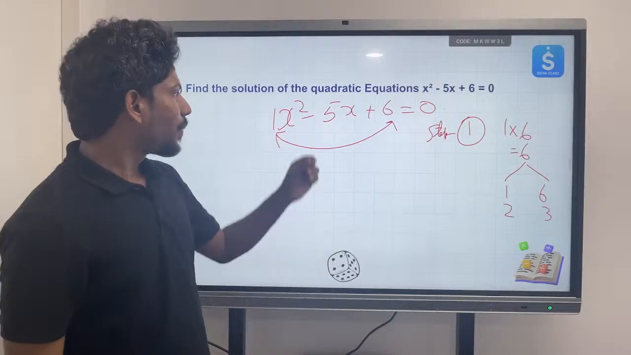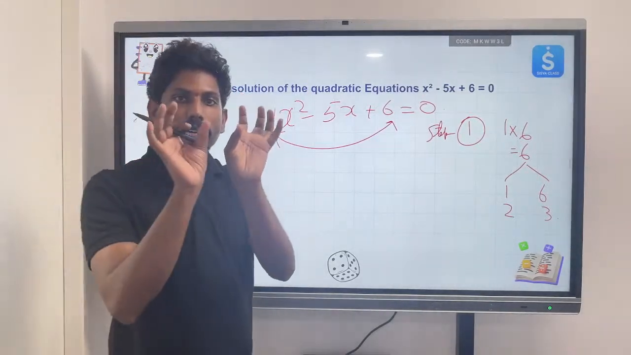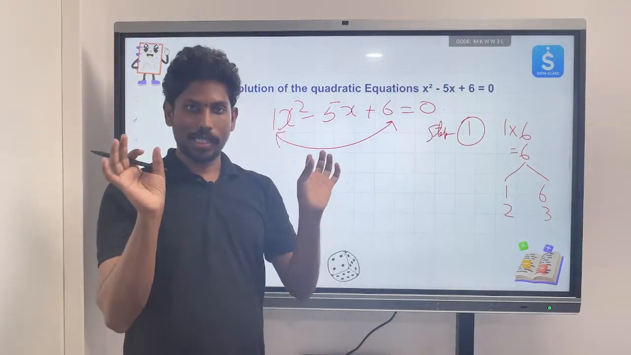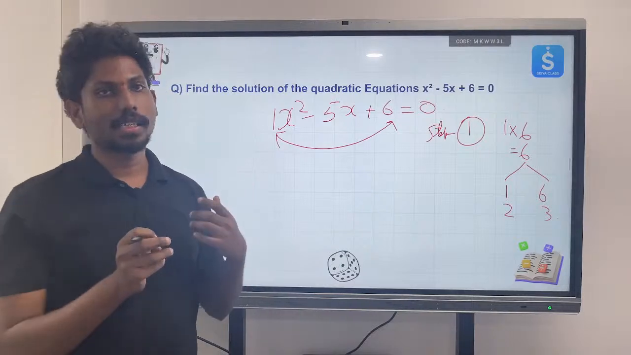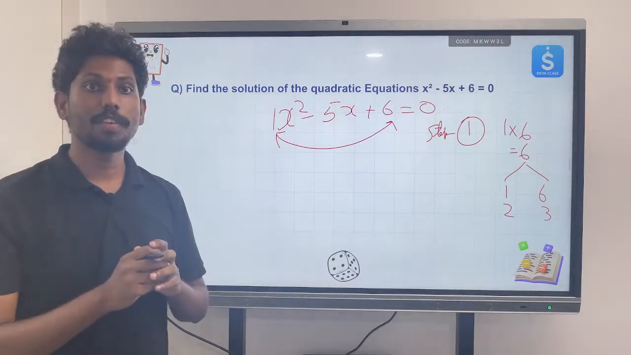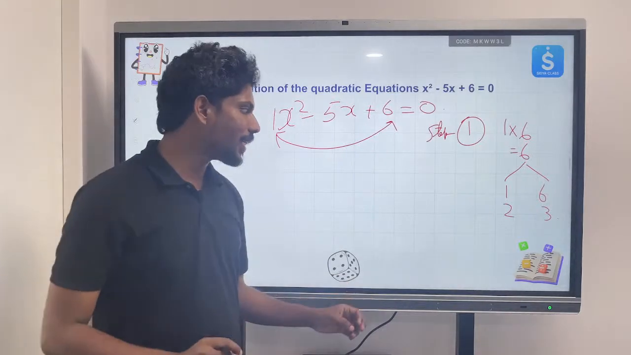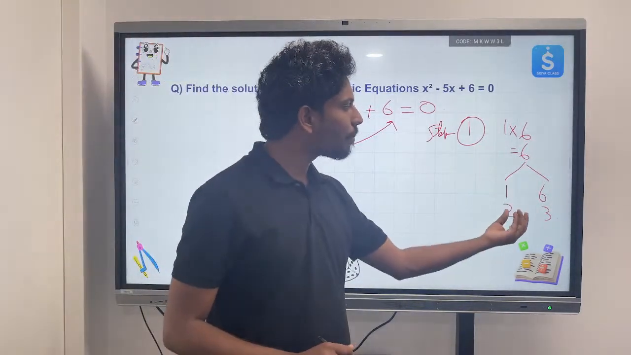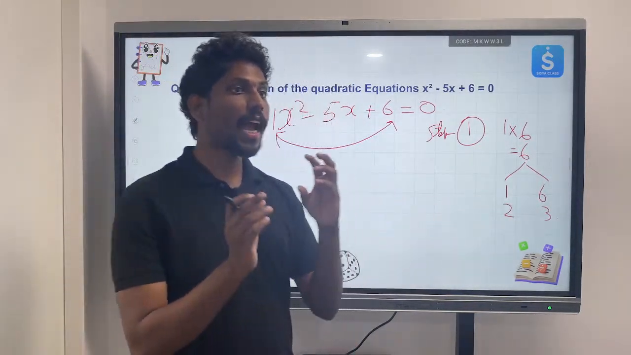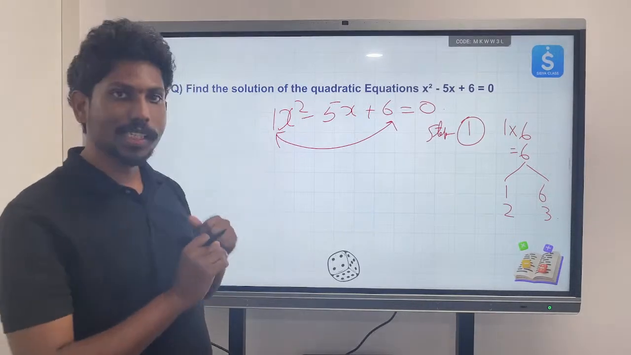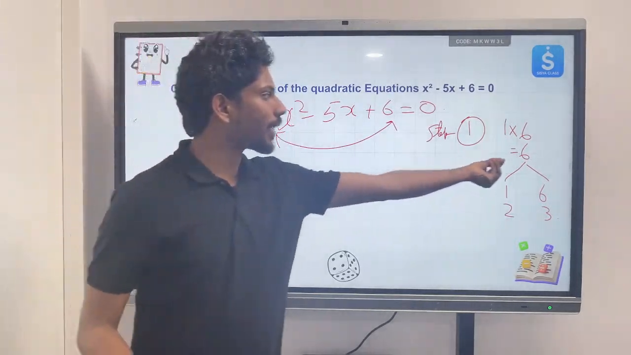Now, splitting the middle term, we need to split the middle term with some numbers, right? How many combinations can we split this minus 5 into? We can do it in infinite possibilities. But out of those, we are trying to find numbers such that if we add the 2 numbers, we get minus 5, and if we multiply, we get this 6.